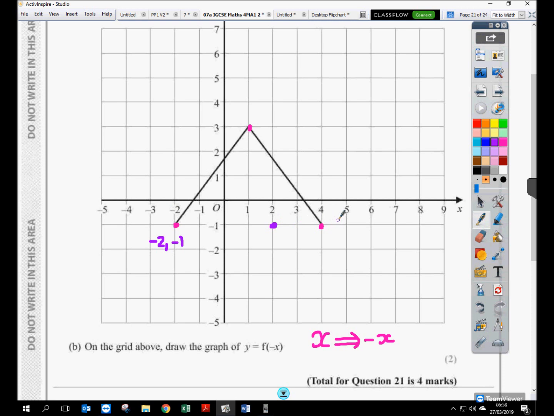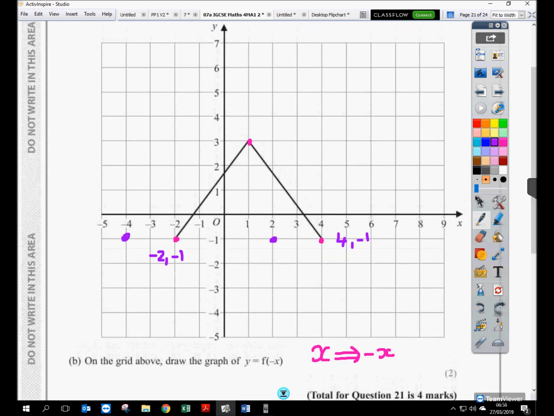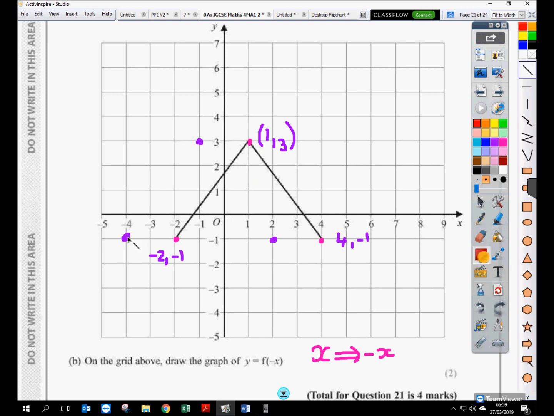And this one, at the moment, is 4, negative 1. So you replace your x with a negative x. So before it was 4, now it's negative 4. Now it's negative 4, negative 1, just on the side. And this one is 1, 3. So when you replace your x with a negative x, it becomes negative 1, 3. 3 dots. Join them up.